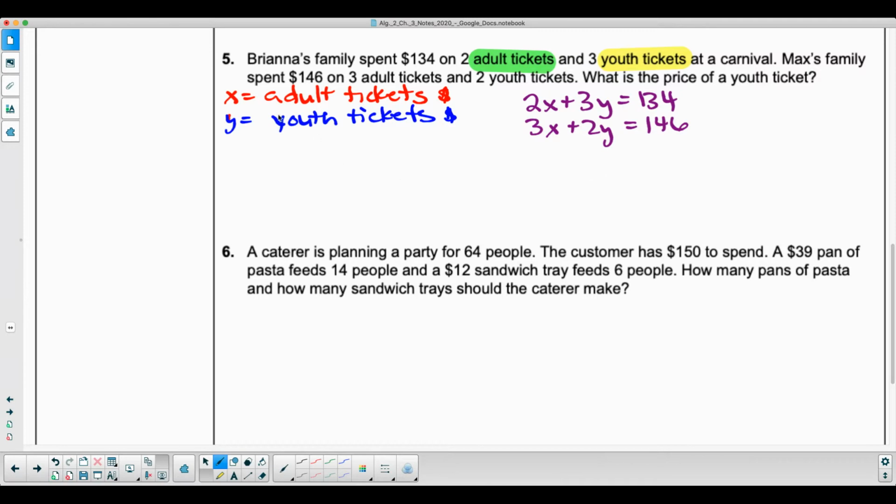What is the price of a youth ticket? So something to keep in mind here is we're trying to solve for y. We're trying to find what y equals here. We're trying to find that y variable. So let's make sure we don't eliminate that y variable, right? We're going to want to keep that.